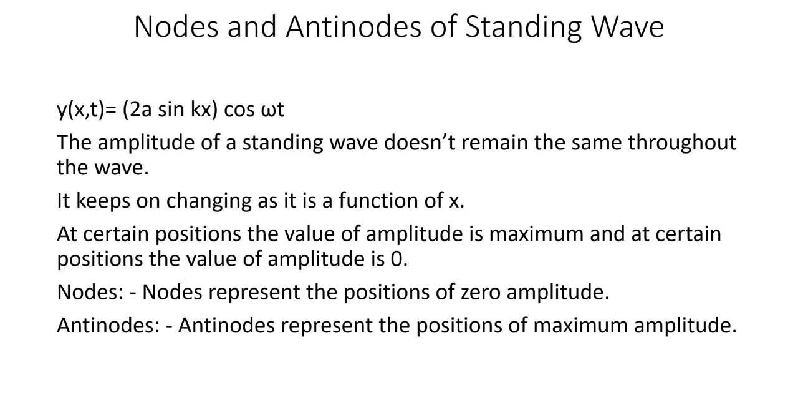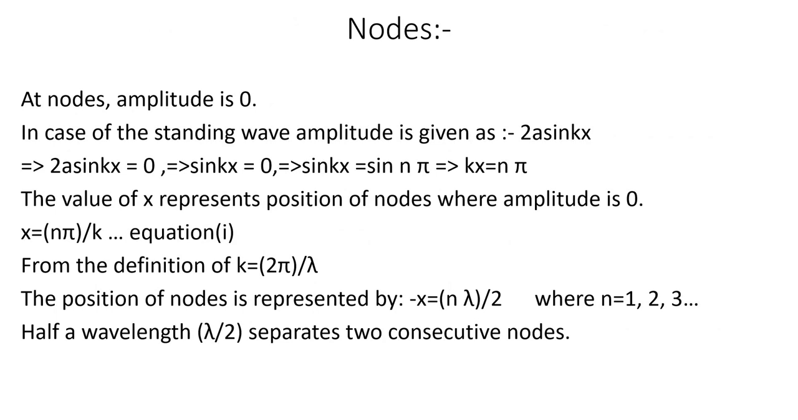So in the case of a standing wave, the amplitude is not constant. It varies as a function of x, or as a function of position. At some positions the amplitude will be maximum, at some other positions the amplitude will be zero. Where the amplitude is zero, those positions are known as nodes, and where the amplitude is maximum, those positions are known as antinodes. And now we will discuss the expression for nodes and antinodes.